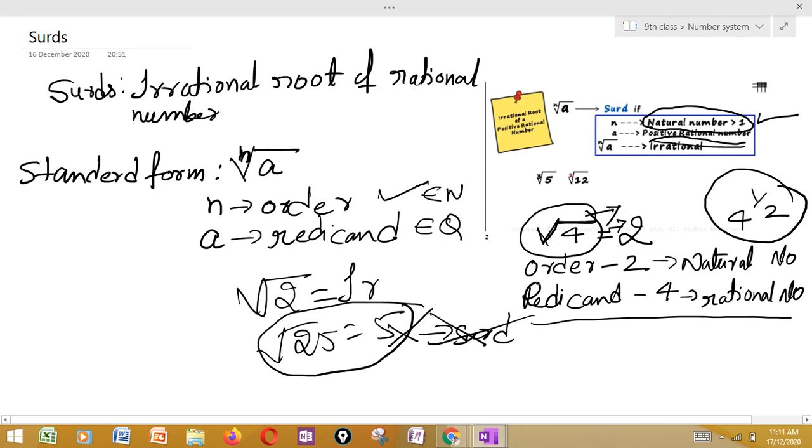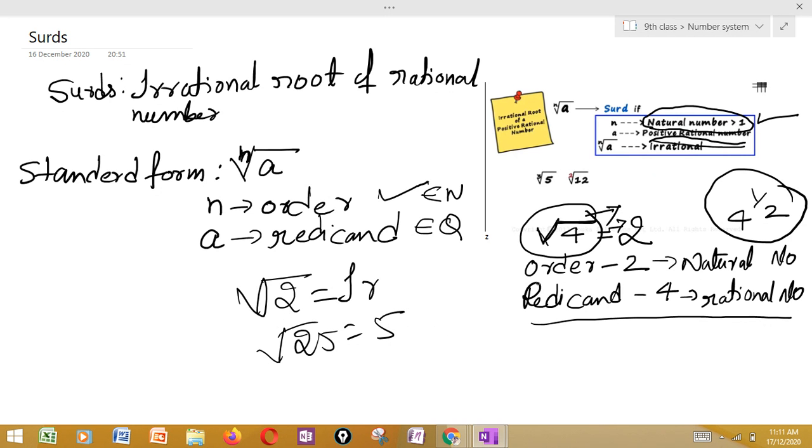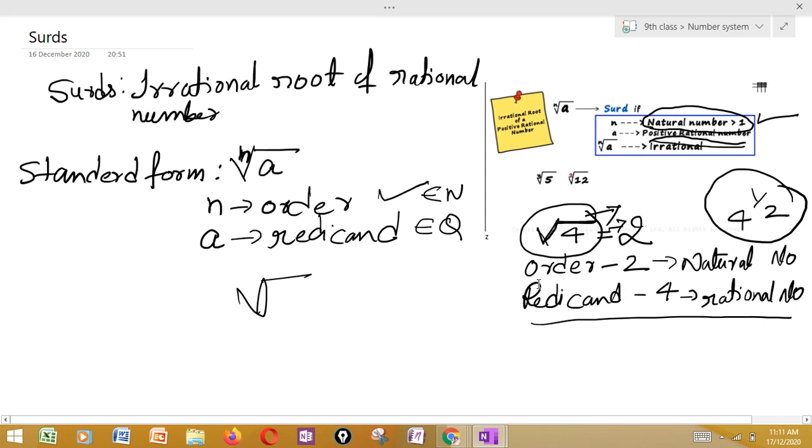Can you explain that once again, why we are not calling the square root of 4 a surd? Anyone? It shows that you are still not clear with the points which I have explained. Do you need me to repeat once again? Okay, I am repeating it once again.